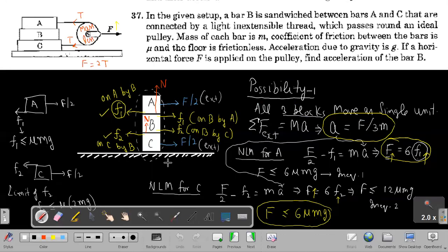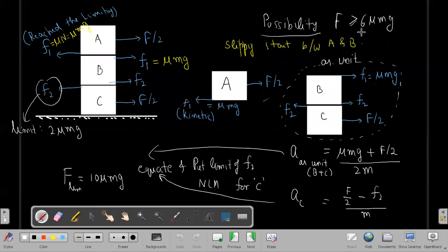Once we cross that limit of 6 mu mg, there will be a relative motion, and the first relative motion will occur between the blocks A and block B, because the friction between block A and block B has a lesser limit than the friction between the block B and block C. So first relative motion will be between A and B, and that will happen when this applied force capital F is more than 6 mu mg.